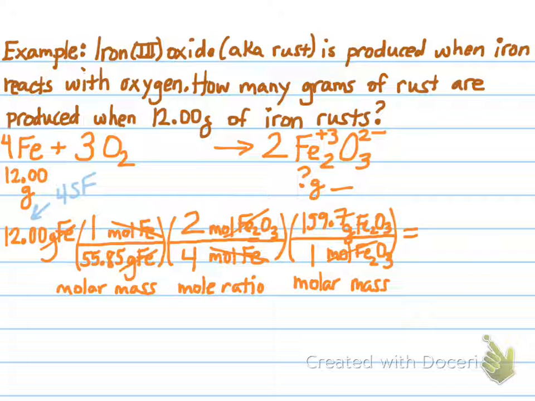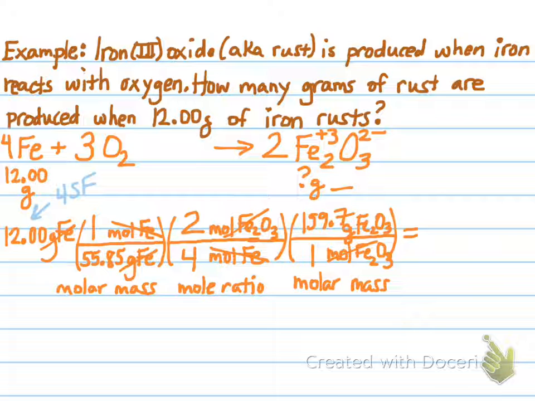So now I multiply my numbers that are in the numerator or on top. I divide my numbers in the denominator. So I'm going to do 12 times 2 times 159.7. I'm going to take that answer. I'm going to use parentheses because I need to divide by both these numbers. And I'm going to put parentheses 55.85 times 4, close my parentheses, and hit my equals. And my calculator gives me a big long decimal number, but I want 4 significant figures.